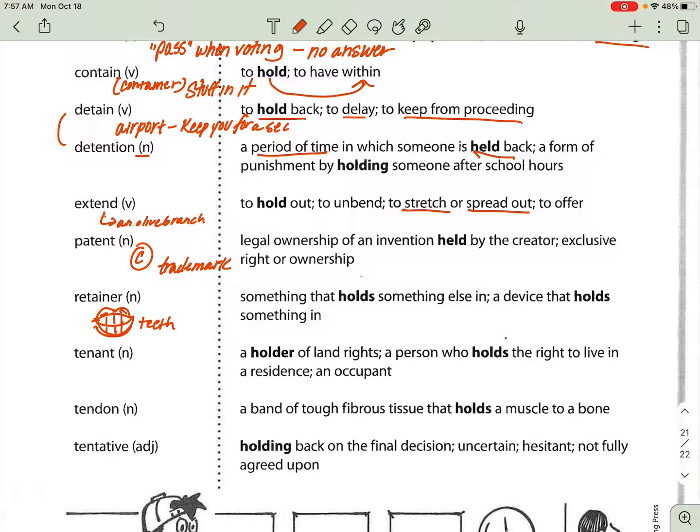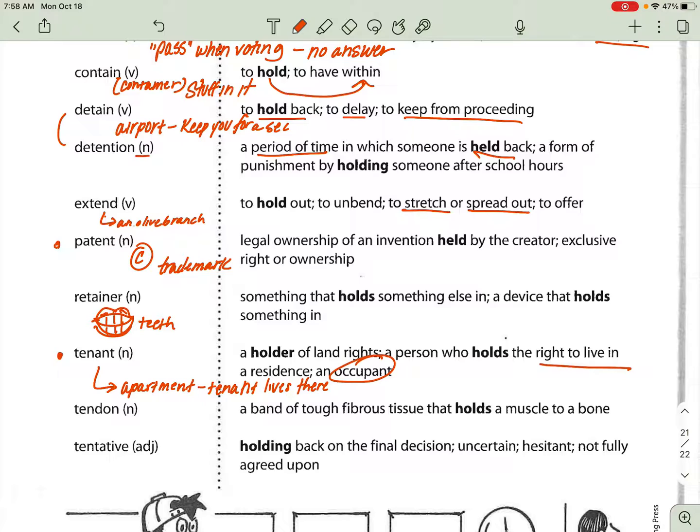The next one here is tenant. A tenant is the holder of the land rights. Okay, so both patent and tenant mean that they like hold ownership of things. The tenant here is the holder of the land rights or the right to live. So a lot of times you call somebody who lives in an apartment the tenant, who lives there. Okay, oops, tenant, I forgot the word lives there. It's the occupant.